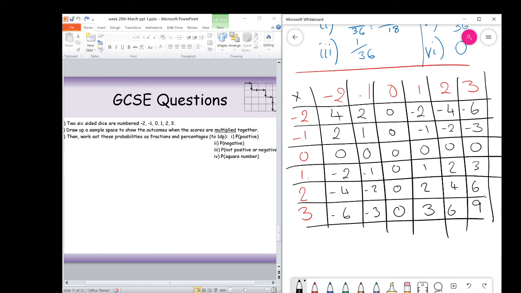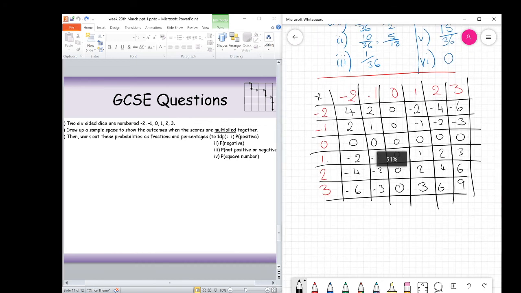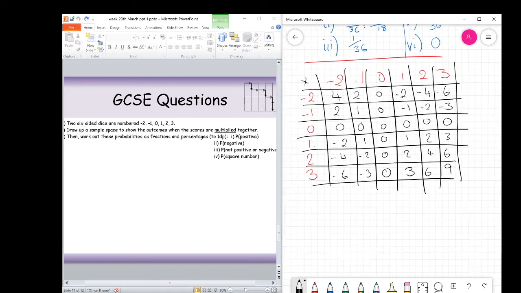Okay, right, then work out the probabilities as fractions and percentages. Ooh, funky. Yeah, that's fine. P is positive. So positive, we've got 1, 2, 3, 4, 5, 6, 7, 8, 9, 10, 11, 12, 13. So that's 13 out of 5 by 5, so that's 25. Can't be cancelled.